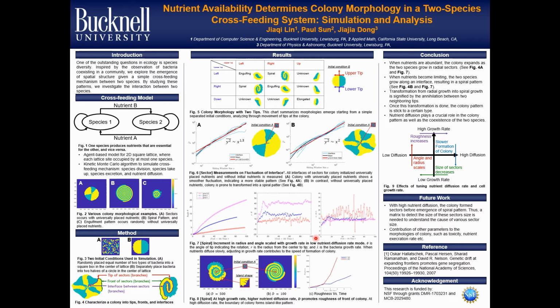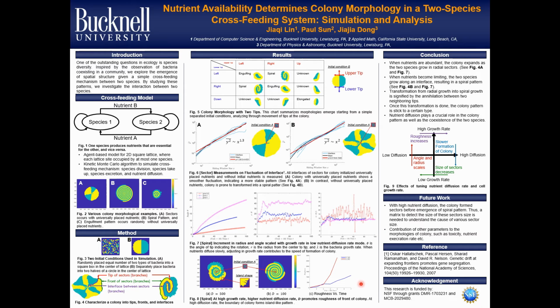Another finding is the contribution of growth rate to the morphologies of the colony. At low nutrient diffusion rate, we observe the increment of radius and angle scales with the growth rate, as shown in Figure 7, indicating that turning up the growth rate only accelerates pattern formation.